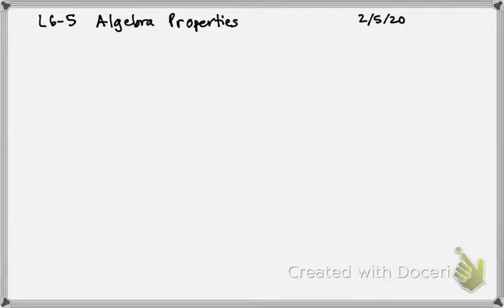Hey guys, we are moving on to lesson 6-5 and we're going to be talking about algebra properties. So properties are things that allow us to do certain things in math, and that's always going to be true. So today's date is 2/5/20, and so we're going to start with, let's just say, algebra properties.